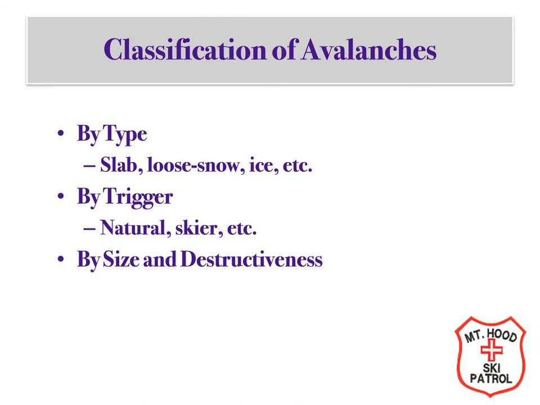When an avalanche occurs, they're classified by several key parameters. They're classified by type, slab, loose snow, etc. They're classified by trigger event, skiers, earthquakes, snowmobilers, and they're classified by size. Size is measured both in terms of the physical dimensions of the avalanche as well as the destructiveness of the slide. When you read avalanche reports on NWAC or other avalanche sites, you'll see these parameters used to describe the avalanche.